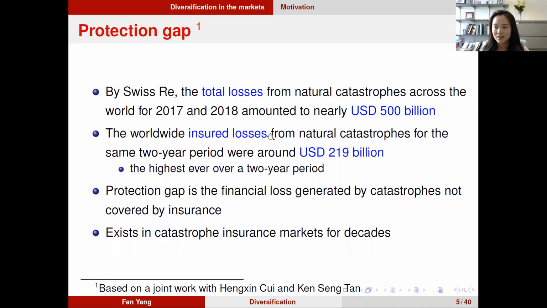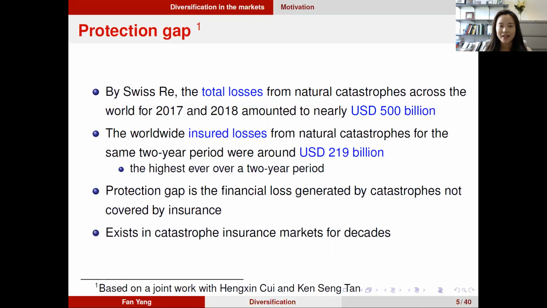So this shows that there is a huge protection gap in the catastrophe insurance market. That means there are huge financial losses generated from the catastrophes that are not covered by the insurance. And such a situation is actually not new. It's not just recent in the market. It has been existing in the insurance market for decades.